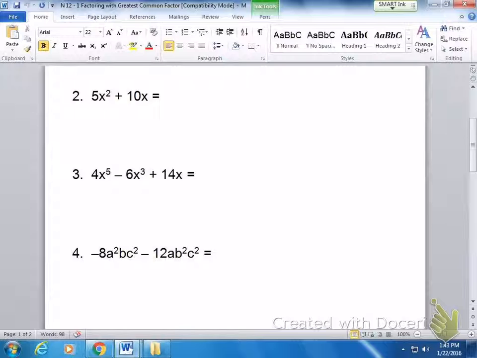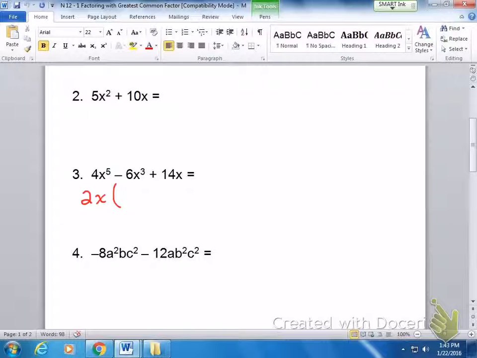Well, 4 won't go into 16 or 14, so I go back to the 2. That looks like it would work. So I pull out a 2. Now I have x to the 5th, x to the 3rd, and x. Since 14x only has one x, I can't take out any more than that. So there's what I'm going to factor out.